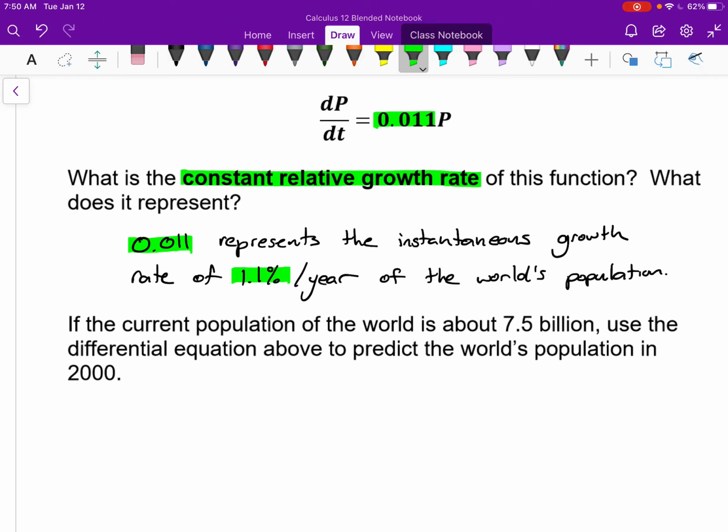But if you went back 100 years to when the world's population was between 1 and 2 billion, let's say 2 billion people, 1.1% of 2 billion would be a lot less. And so at that point in time, the world's population was growing at a slower rate. So please don't mix up constant relative growth rate with constant growth. Constant growth is linear, but again, exponential growth is quite different than linear growth, but the growth rate is constant.